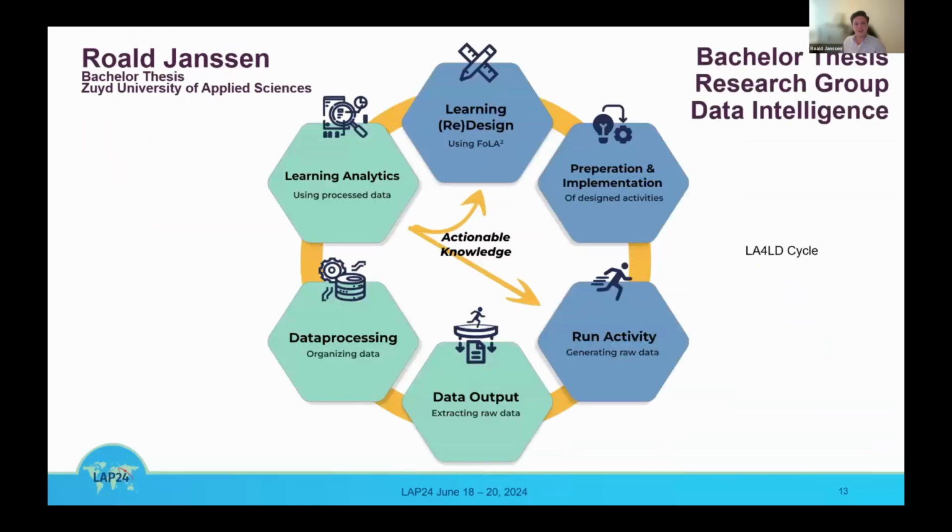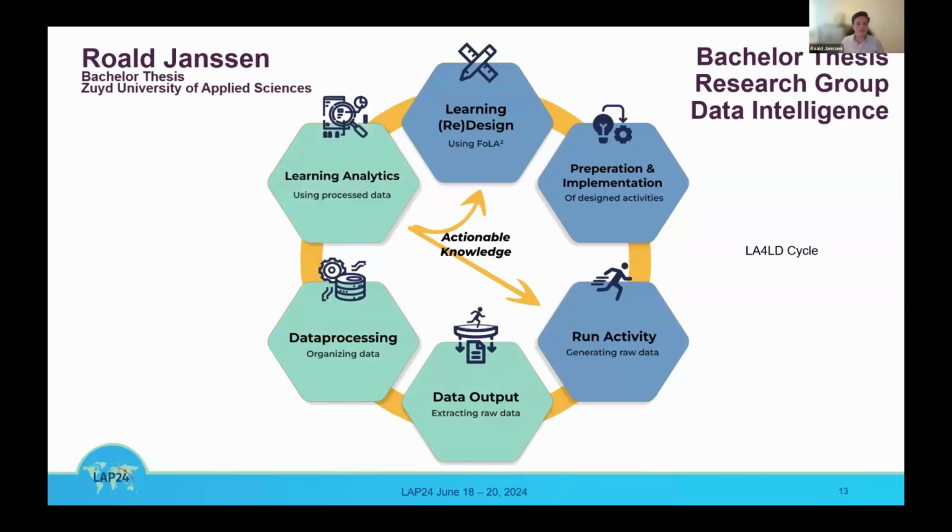And what you see right here in front of you is what we call the learning analytics for learning design cycle, which I'll call the cycle from now on. This is a great way for us to close the gap in a few steps. Obviously, we start at the top with the learning design. We design our activities. Then we prepare and implement the activities that we have designed. Obviously, we run these activities in courses or whatnot, generating raw data, which needs to be processed so it's organized. From that organized data, we can actually do some learning analytics as well.